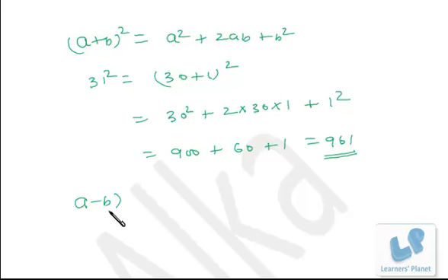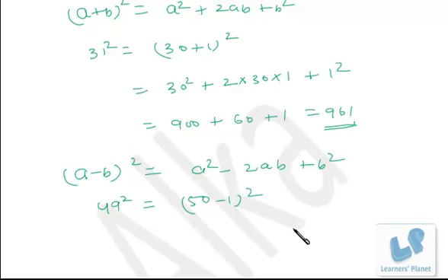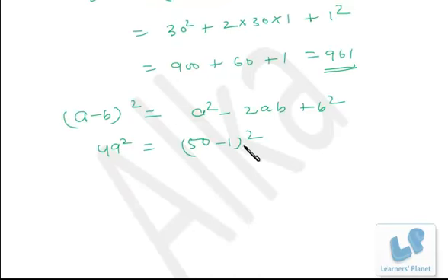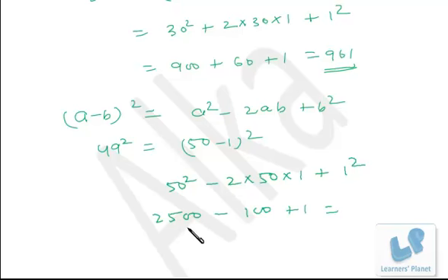Apart from that, we use (a − b) whole square. That's a square minus 2ab plus b square. Suppose I have to find out the square of 49. So it can be written as (50 − 1) whole square. Now this is (a − b) whole square. So we can expand it like this: 50 square minus 2 into a into b plus b square. So 50 square is what? 5 square is 25 and 10 square is 100, so 2500, minus 100, plus 1. So 2500 minus 100 is 2400, plus 1 is 2401. So that's the square of 49, right?